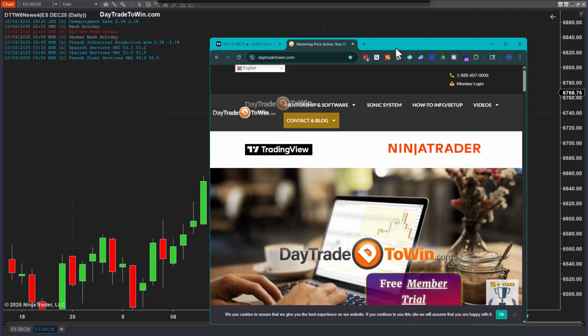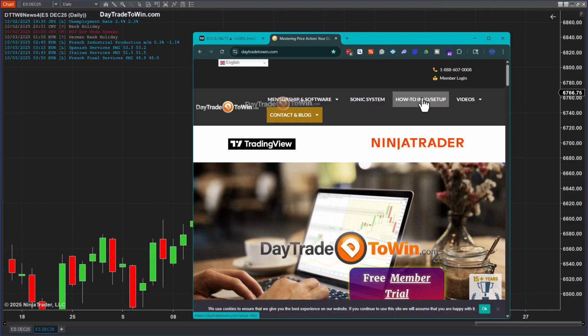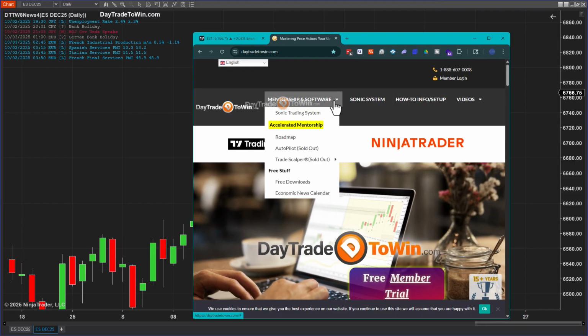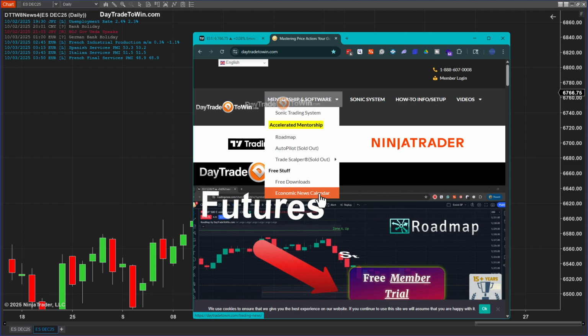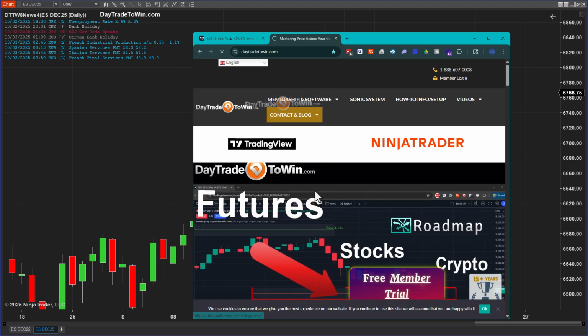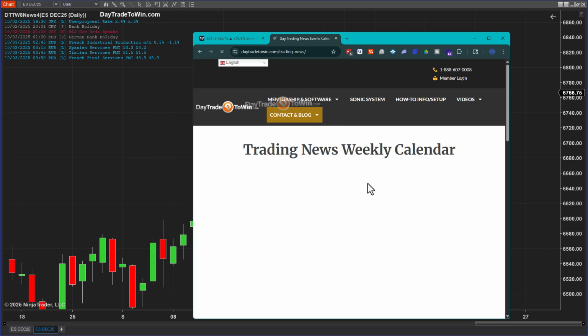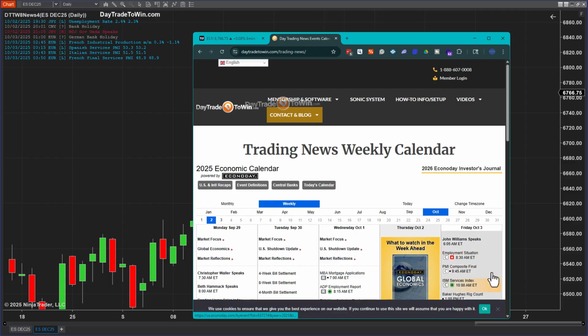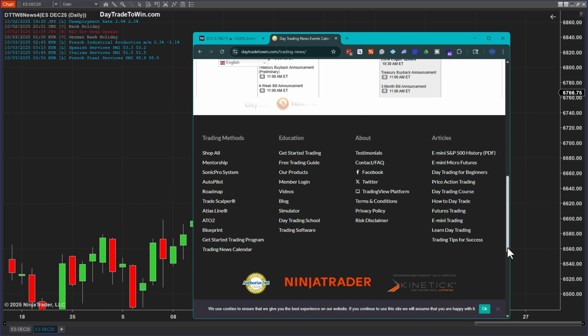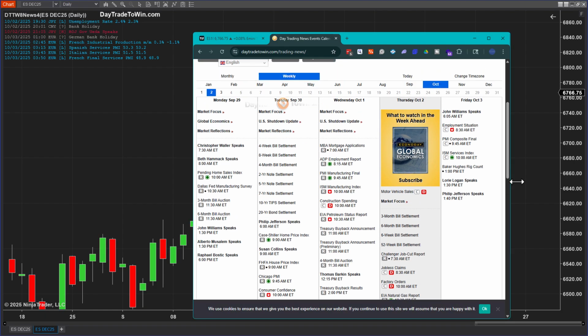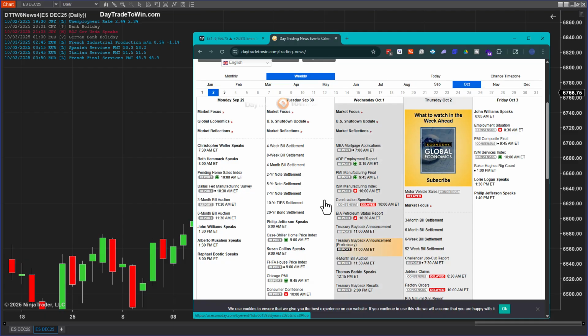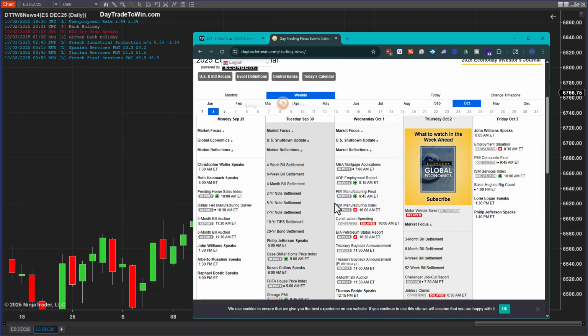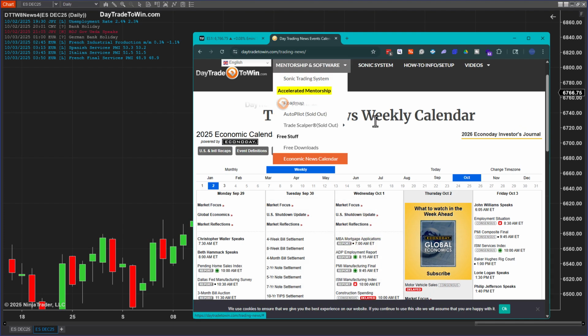So if you come here to DayTradeToWin, if you're looking for it, come here to the economic news calendar right there, and you'll have an economic news calendar as well. It's the same calendar that is provided everywhere. So the information is the same whether you're using the news indicator, which we include with most of our software as a bonus, or using the news calendar at DayTradeToWin.